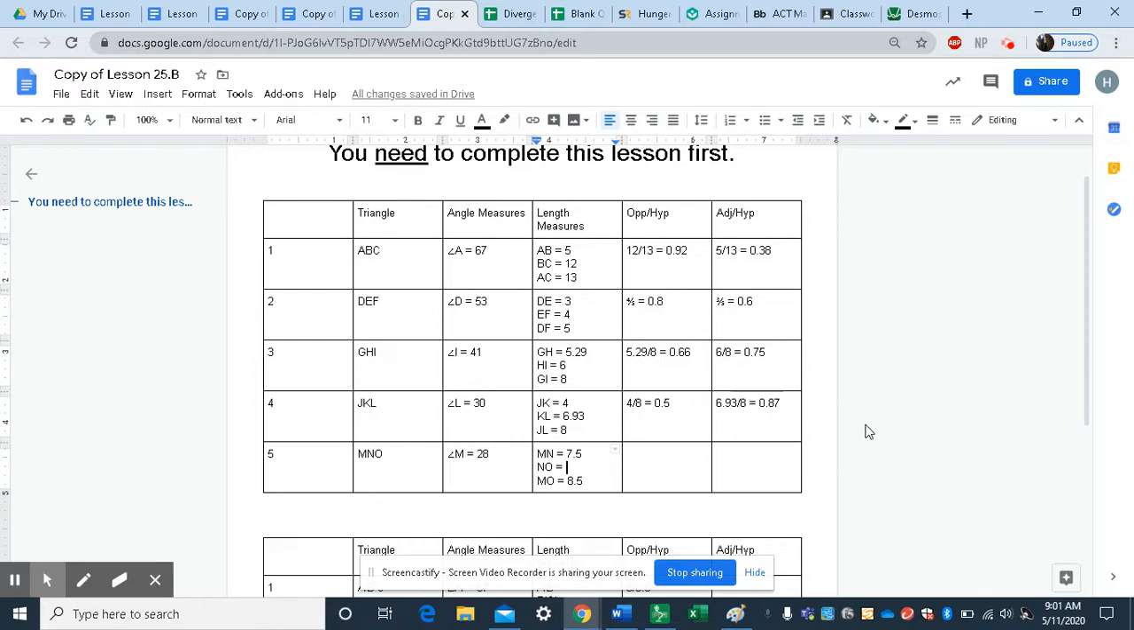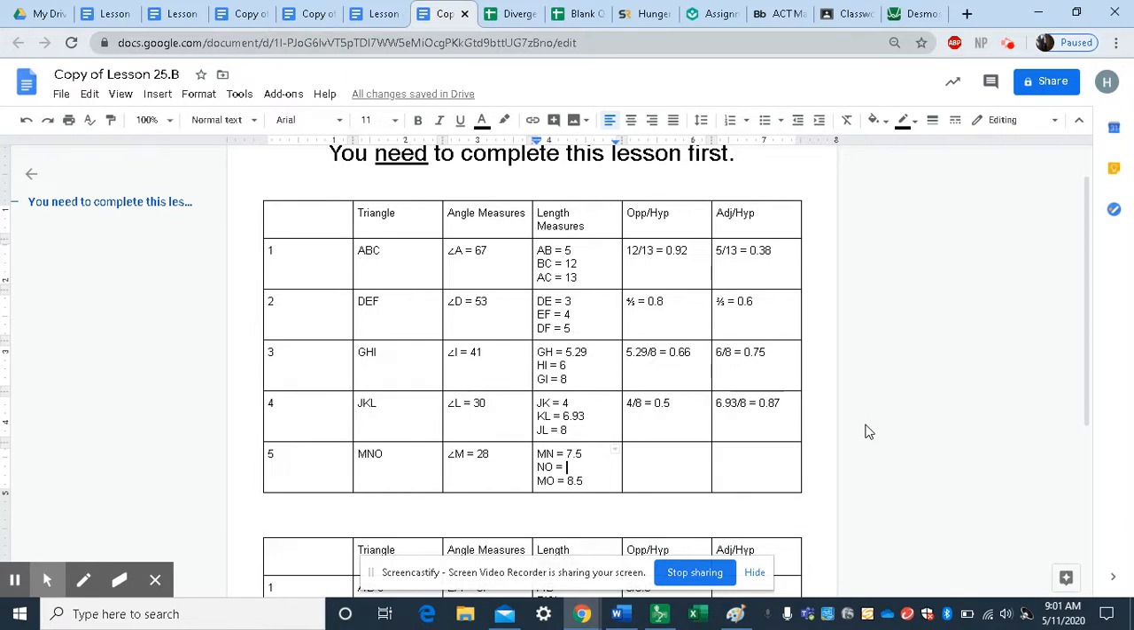So we're going to do 8.5 times 8.5, and we get 72.25. So now we're going to do 7.5 times 7.5, and we get 56.25. So now we're going to subtract those two numbers. So we have 72.25 minus 56.25 equals 16.